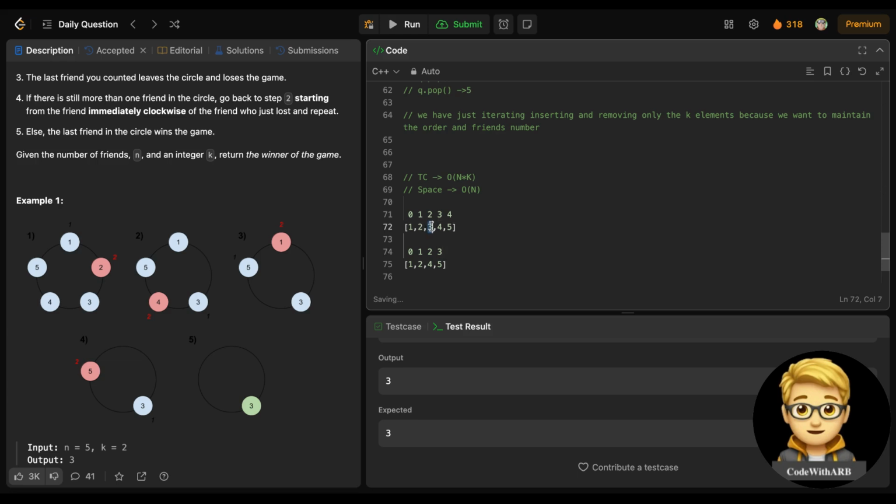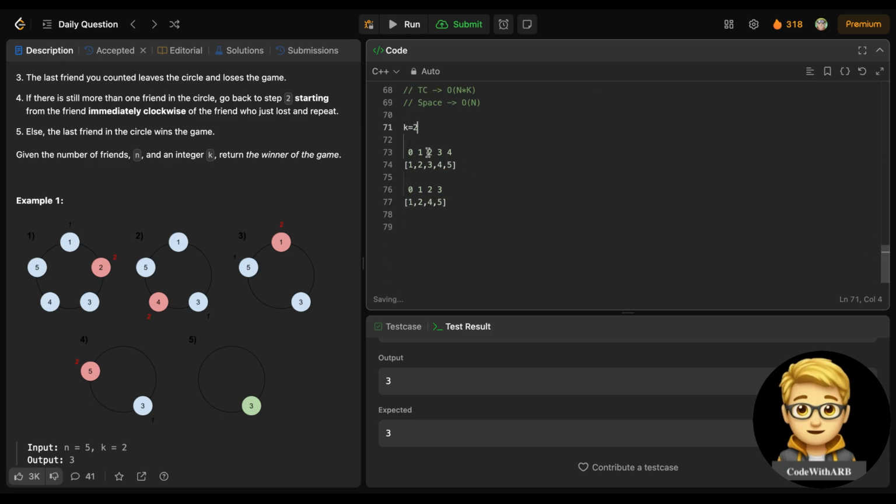So if I see this, for k equals 2, the second element, sorry, k equals 3, the third element which is present, all the elements just reduce their indices, and basically we just need to return this 4 value, which is 3 plus 1. So I definitely need to maintain the friends' numbers and order, right?